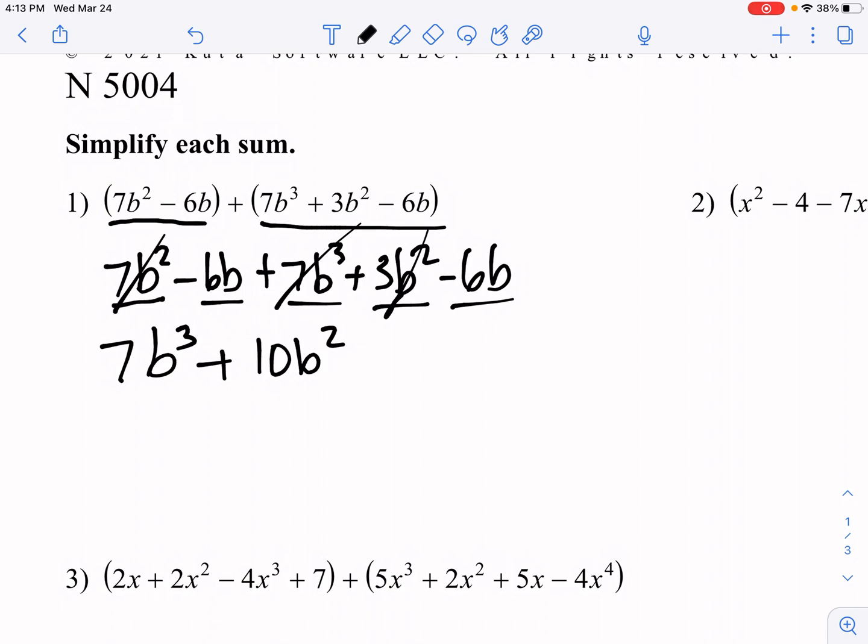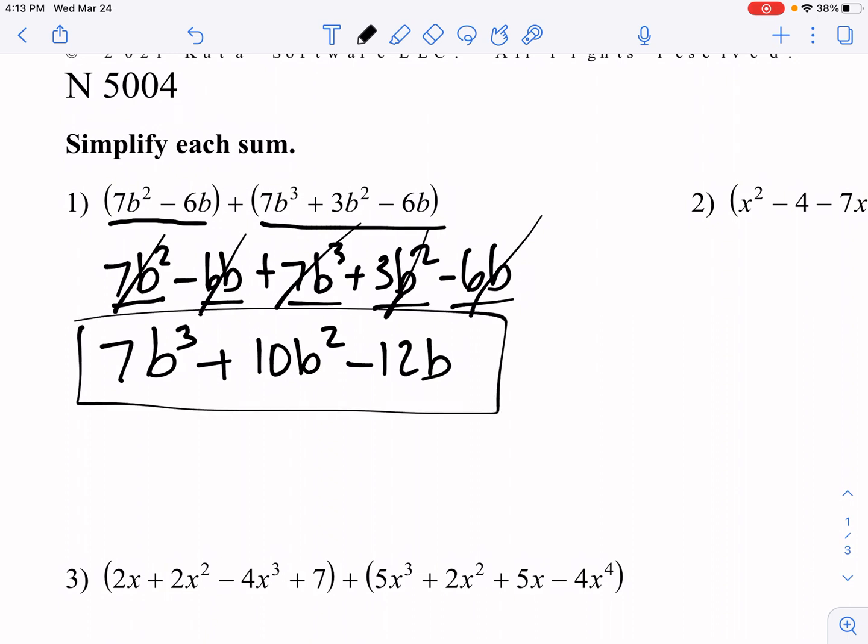That would be the next highest exponent. They both have a b with an exponent of 1. Negative 6 minus 6 is negative 12b. Okay, so both of those combine to make negative 12b. And that would be our answer in standard form.